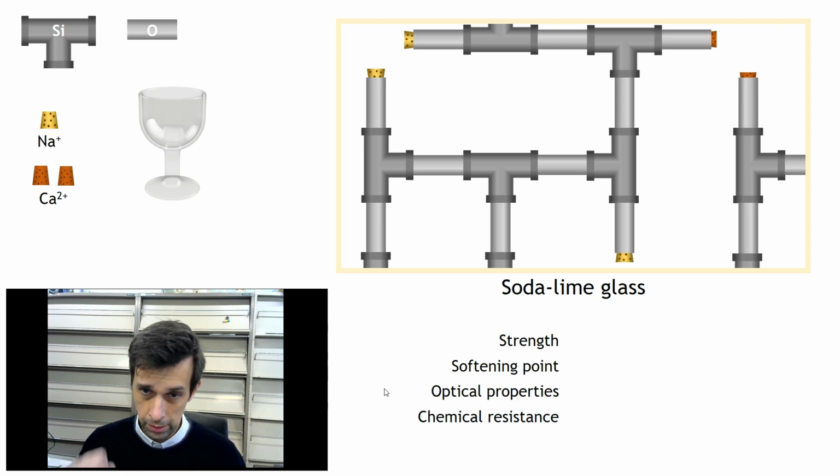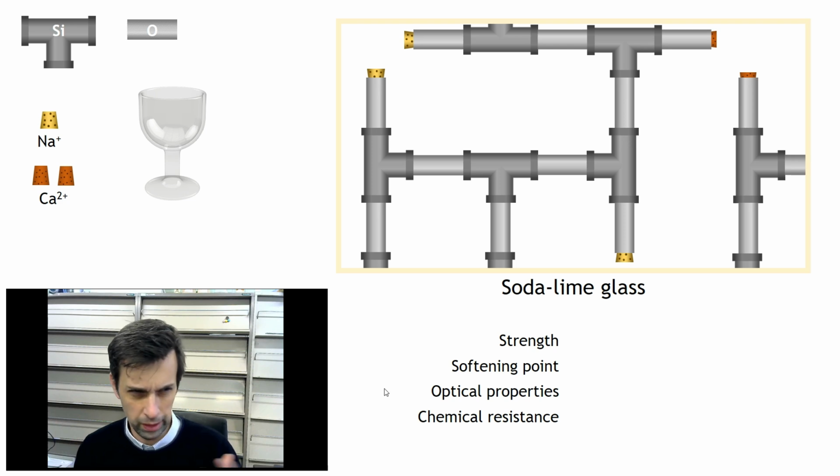So in this case, soda lime glasses, we lower the melting point, we put garbage inside, sodium and calcium and other things like this, to stop the network. And this makes the material softer, easier to work with.